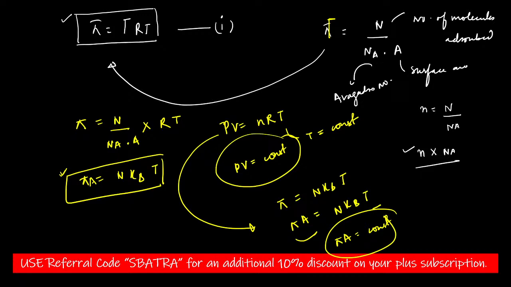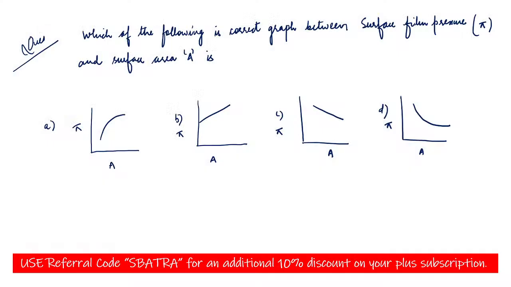Now we can just plot this graph. The correct graph would be: pressure and volume are related in this way, so pi and A would be in this way. Is it clear to all of you? Any doubts? So option D is basically your correct answer. I hope this is clear to all of you. Pressure and volume are related in this way, so pi and A would be related in this way. This is nothing but the two-dimensional equation. So let's go to the next question.